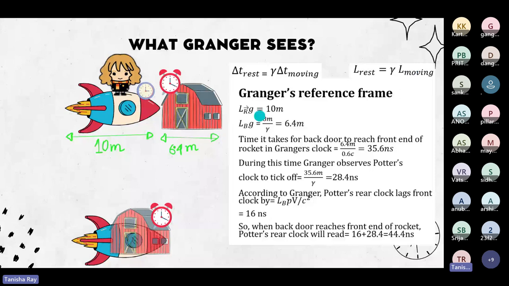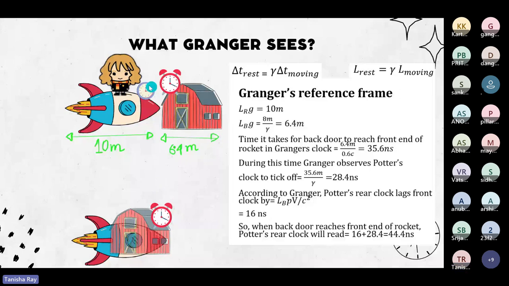Now just think of the condition of Granger. She is seeing that she has a rocket of 10 meters, which has to be placed inside a house of just 6.4 meters. How is that even possible in her wildest dream? So this is a great difficulty for her. And now, on the other hand, Potter is showing her the photos and telling her to explain them.